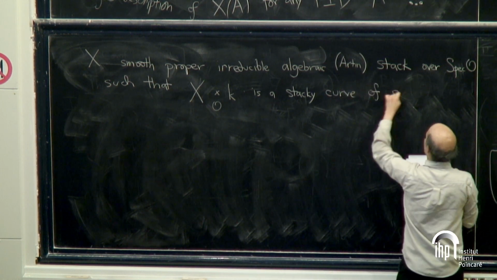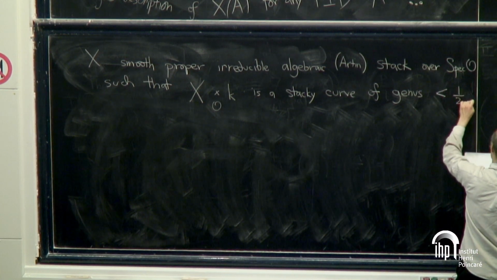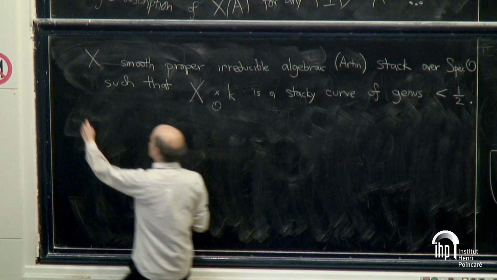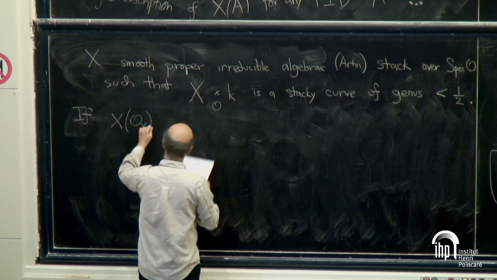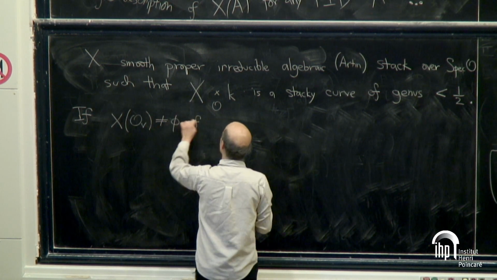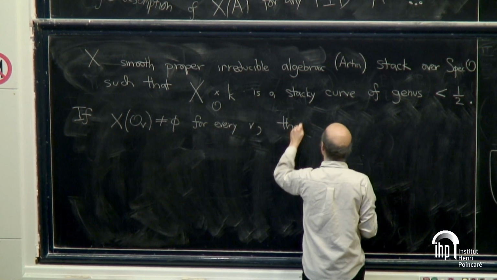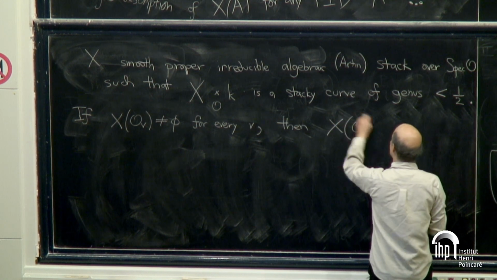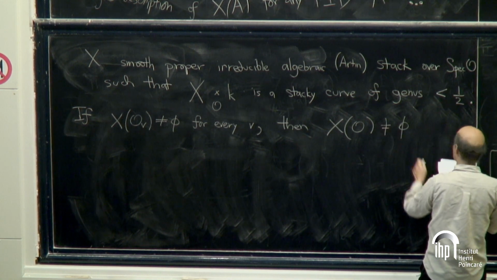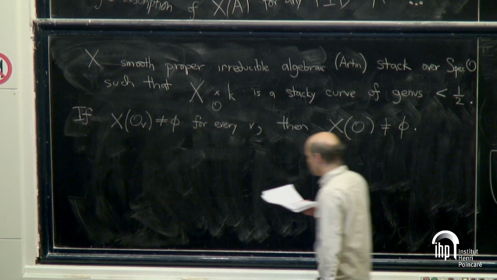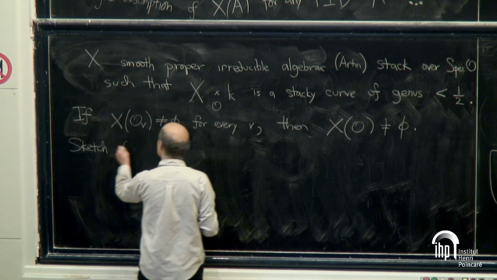And I'm assuming that it has genus less than 1/2. Now the conclusion is that if it has an O_v point for every v, then it actually has an S-integer point. Okay. All right. So the last thing I want to do is sketch the proof of this result.